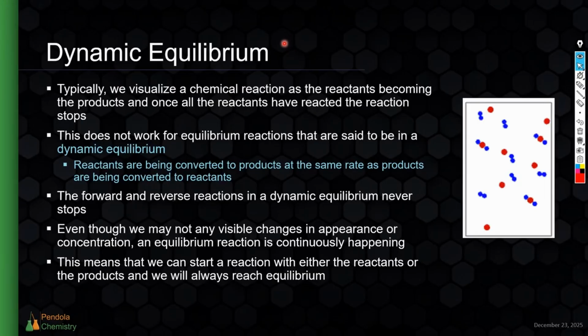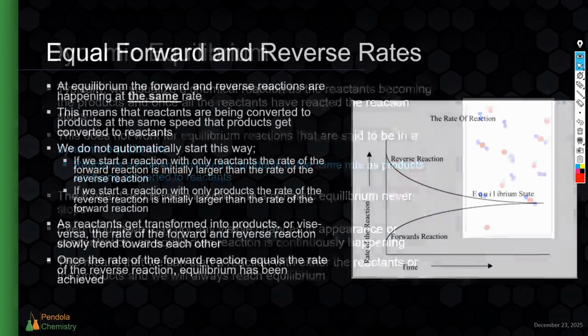It just means that as the reaction progresses, both the forward and reverse reactions are happening at the same time. So it's always something happening. Even though it might not seem like it, there's always the forward and reverse reaction happening. They're just happening as quickly as each other. So let's look at our next point.